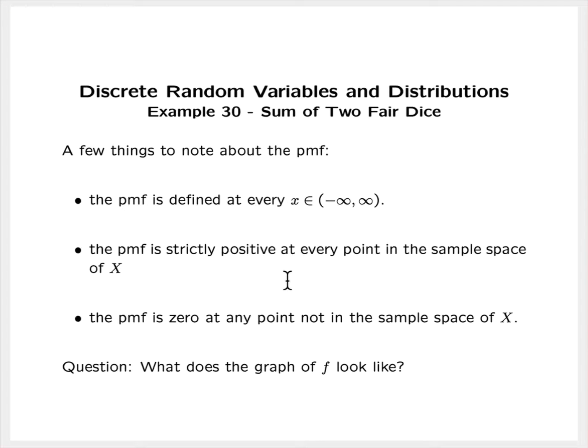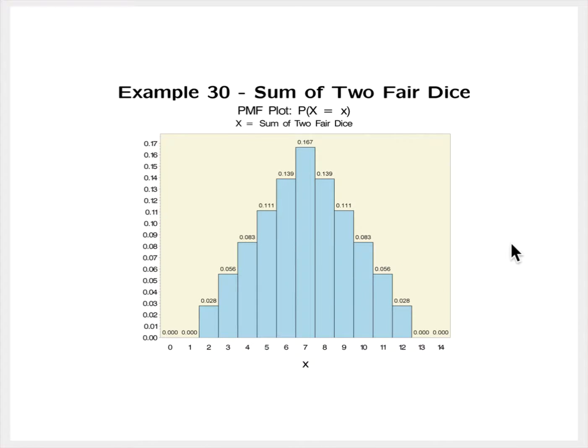The PMF is strictly positive at every point in the sample space of x, as we said. And then the PMF is 0 at any point that is not in the sample space of x. Now, what does the graph look like? Well again, it's a series of rectangles. One rectangle for each of the values in the sample space of the random variable. The rectangle is centered over the value that it corresponds to, and then the area of the rectangle is equal to the probability associated with the value over which it is centered.